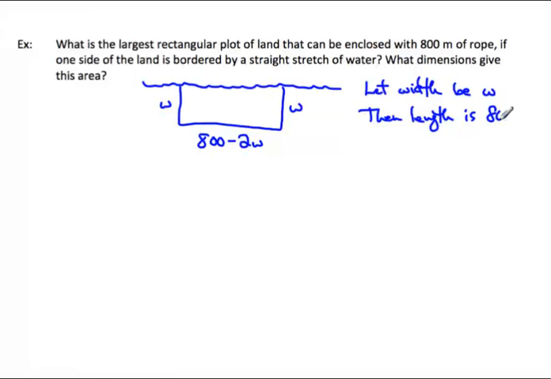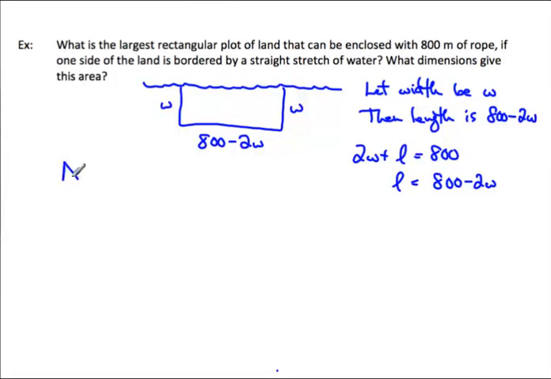is 800 minus 2W. Now if you're having trouble seeing that, you might want to at first introduce L as the variable for length, and then you would know that this W and this W and this length, so 2W plus length, have to equal 800. Now if you want to rearrange this for L, you would get length is equal to 800 minus 2W. And that's an algebraic way of showing what we just did in words over here. Either way, we now have these dimensions, W this way, and 800 minus 2W that way.